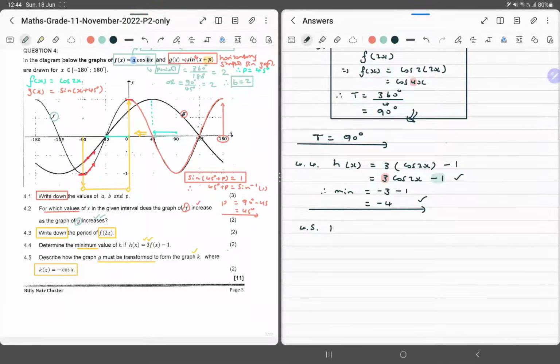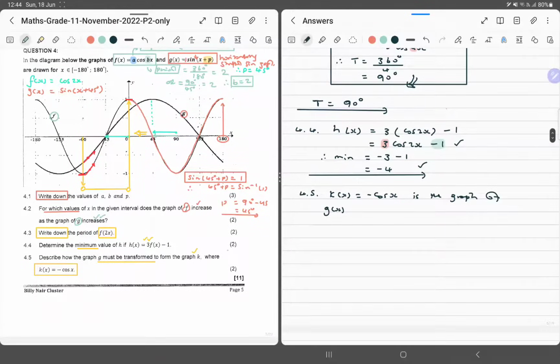So we can say k of x equals minus cos x is the graph of g of x equal to sine of x plus 45 shifted 45 degrees to the left horizontally.